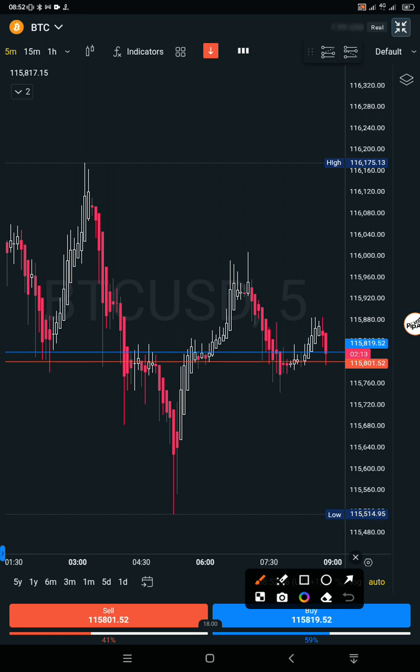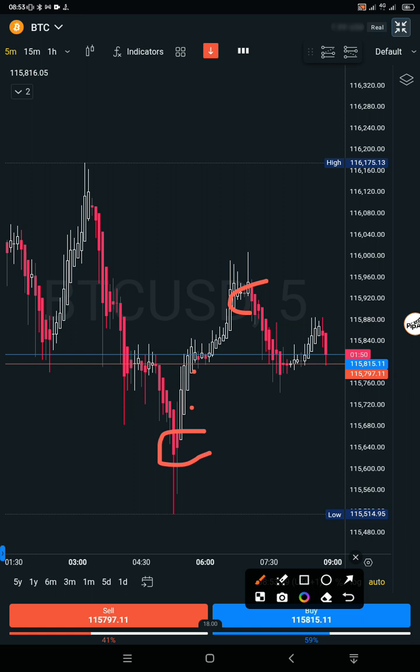This candle here, you see, there's no tail. You can see there's no tail. Even for this one, no tail, no tail. But if you look at this bullish candle here, you can see that there's a tail, and that's the tail.